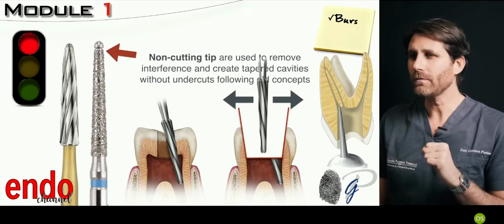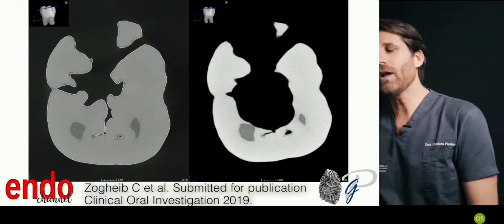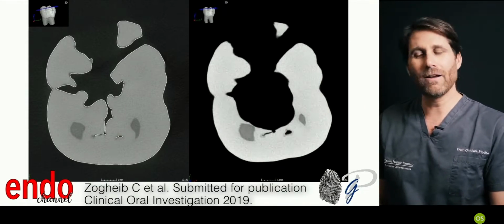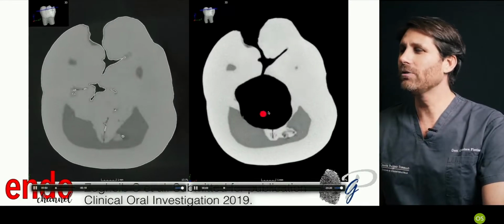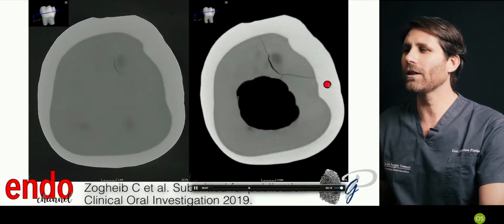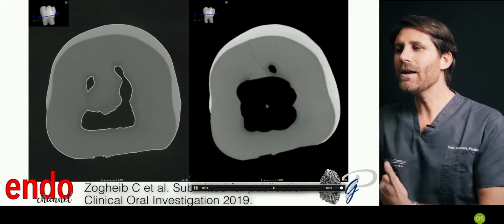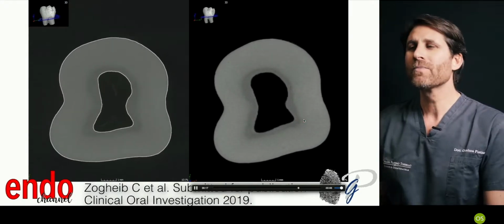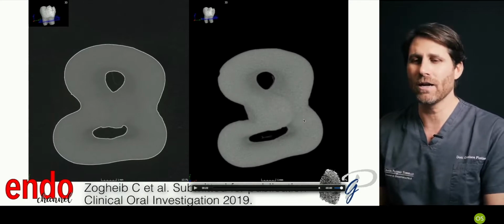Don't use ultrasonics to refine the access cavity, also because in these articles that we are submitting for publication with Carla Zogheib from Beirut, my great friend, we have seen that if you refine the access cavity with the ultrasonic tips, we have more specimens with micro cracks in the coronal tooth structure. So it seems from these studies that opening the access cavity with the burrs and then refining it with ultrasonics may create more cracks because of the effect of the ultrasonics, especially on enamel.